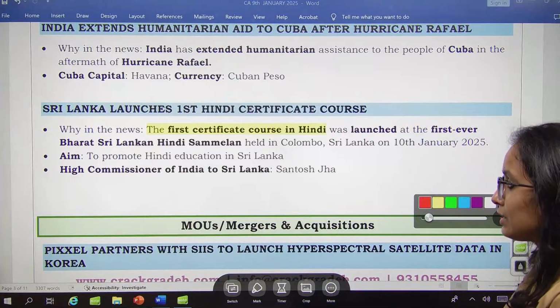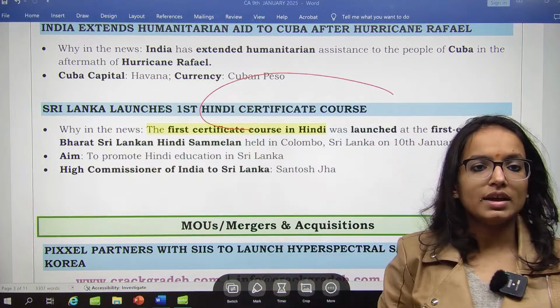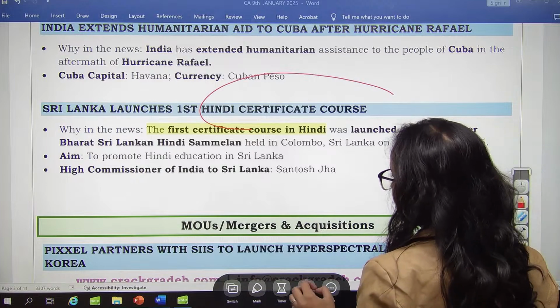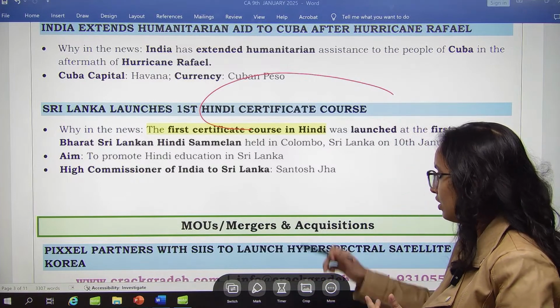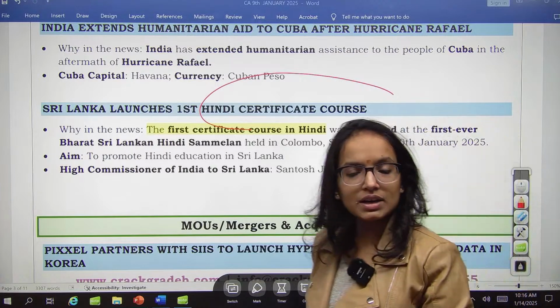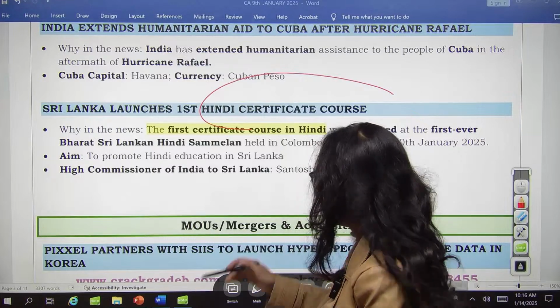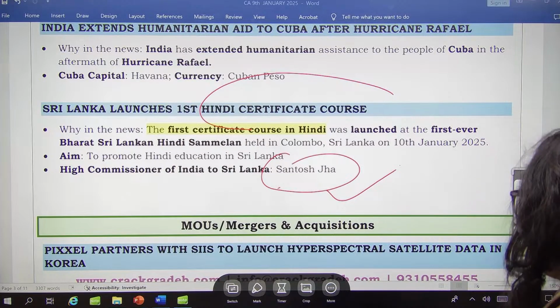Then Sri Lanka has launched its first Hindi certificate course. Sri Lanka ने हिंदी सर्टिफिकेट कोर्स लॉन्च किया है at the first ever Bharat Sri Lankan Hindi Sammelan to promote Hindi education. Okay, so since Sri Lanka is in news, remember who is High Commissioner of India to Sri Lanka? Santosh Jha. Who is High Commissioner of India to Sri Lanka?